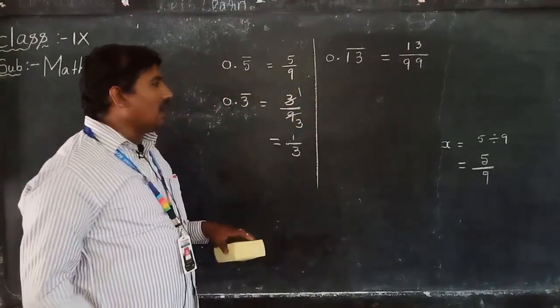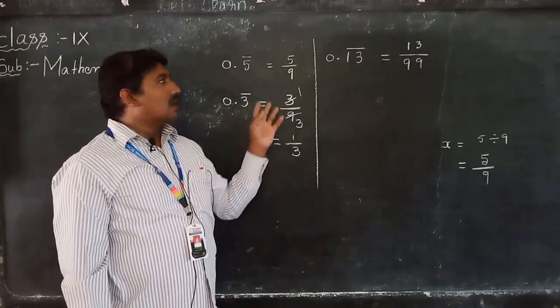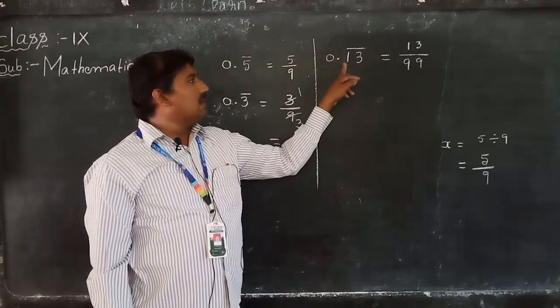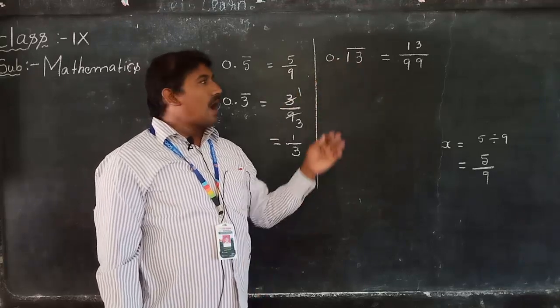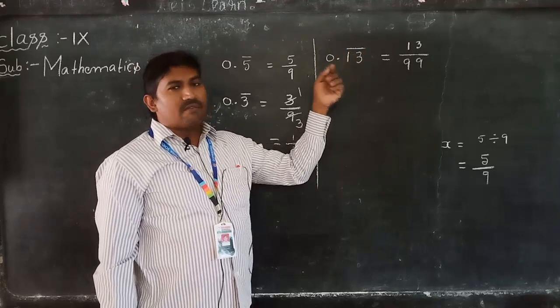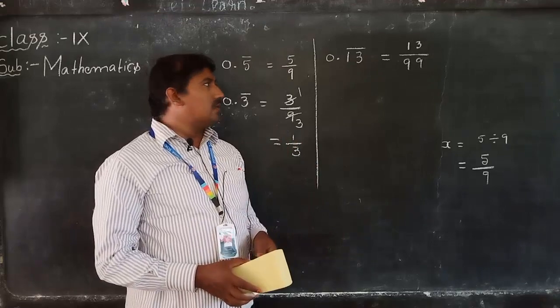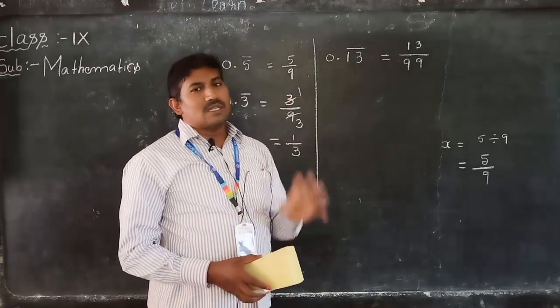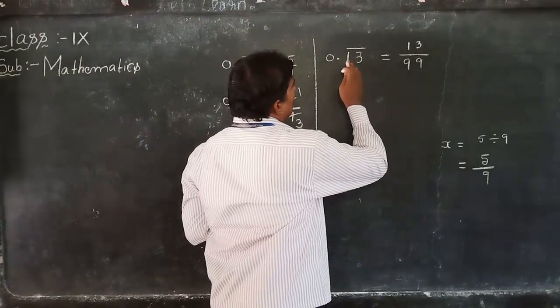13 by 99. If you want, I will say one process for you. Given the value 0.13 bar, take it as equation number 1 and multiply with 100. Why? Because under the bar 2 values are there. After that, subtract equation number 1 from equation number 2, then we will get this answer only. Next, this is for 2 values.